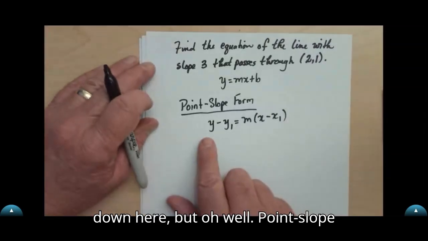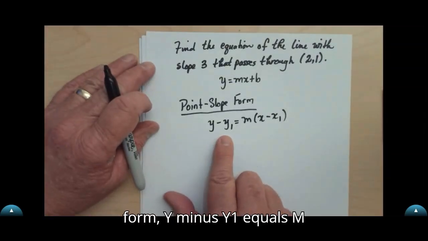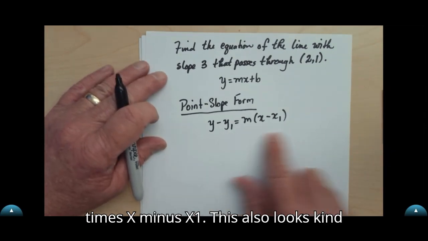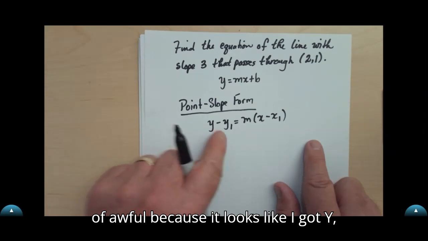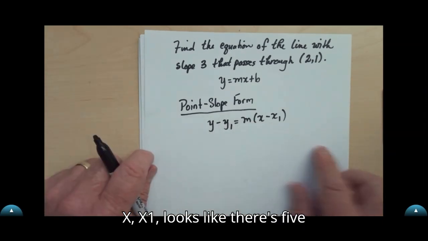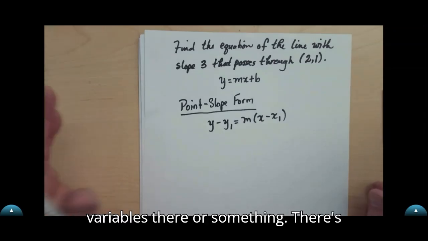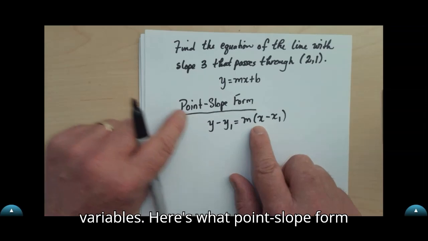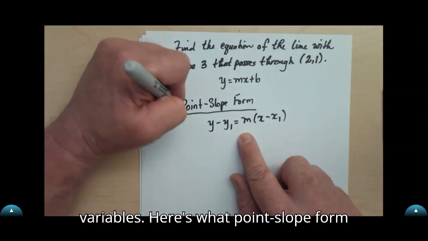Oh well. Point slope form. Y minus y1 equals m times x minus x1. This also looks kind of awful because it looks like I got y, y1, m, x, x1. Looks like there's 5 variables there or something. There's not. X and y will be the only variables. Here's what point slope form is.